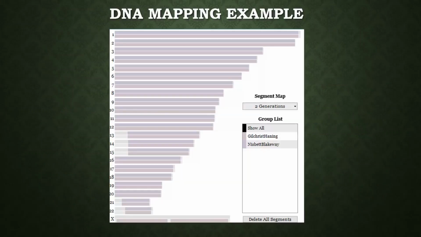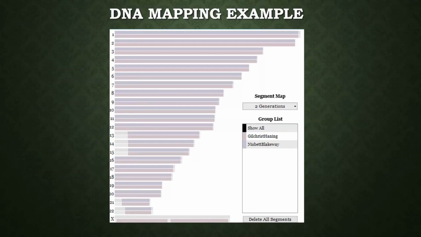So as an example, what we can do with autosomal DNA is basically create a DNA map. In this case, this is for my own DNA. I've got 2 copies of every one of the chromosomes, my maternal and paternal. My paternal side is Nisbet and Blakeway surnames. My maternal side is the Gilchrist and Haining. And so I have this initial map.